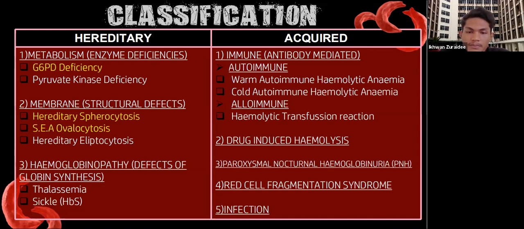And next we have the paroxysmal nocturnal hemoglobinuria or PNH, which involves the complement activation against red blood cell. And number four, we have the red cell fragmentation in the microangiopathic hemolytic anemia or MAHA, where there is a destruction of red blood cell in the abnormal circulation. And last but not least, we have the infection. For example, in the malaria infection, we know there is destruction of the red blood cell intravascularly and extravascularly.